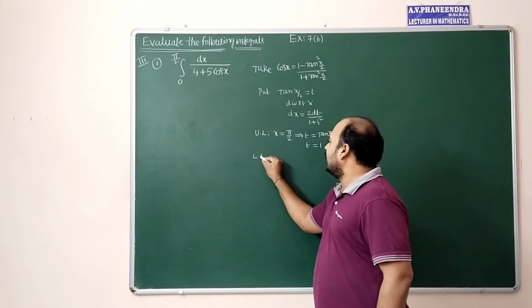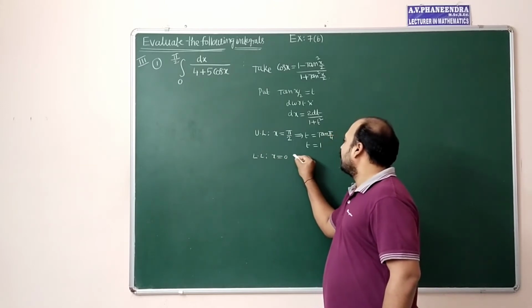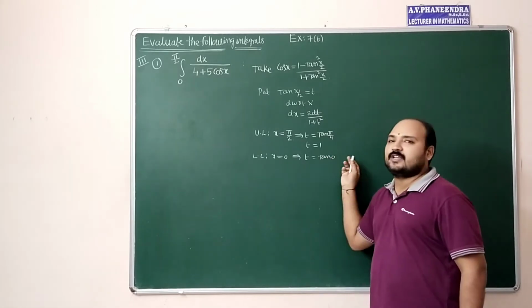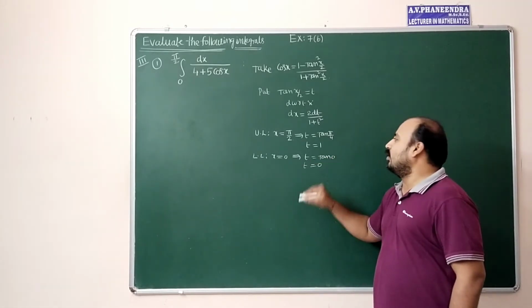Come to the lower limit: when x is equal to 0, t is equal to tan 0. 0 by anything is 0, so tan 0 is 0. So t equal to 0.